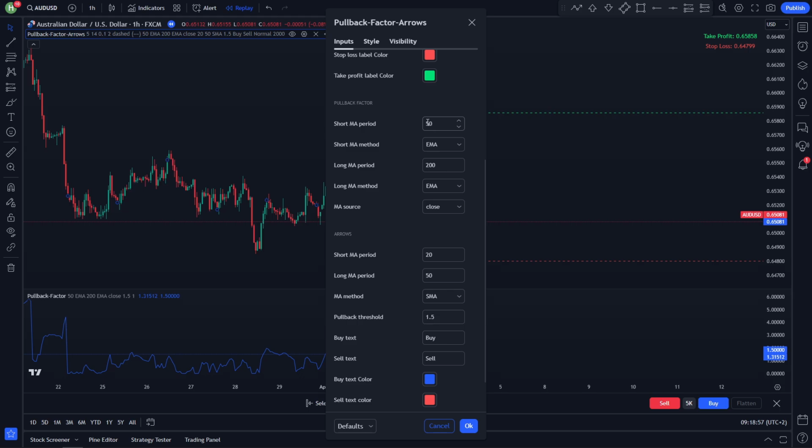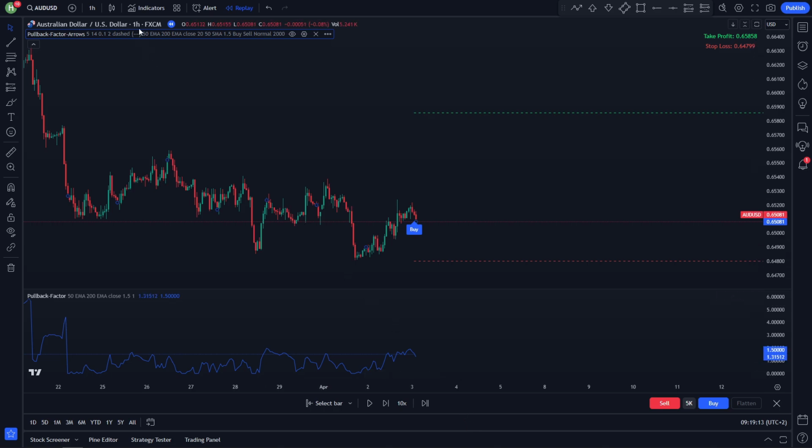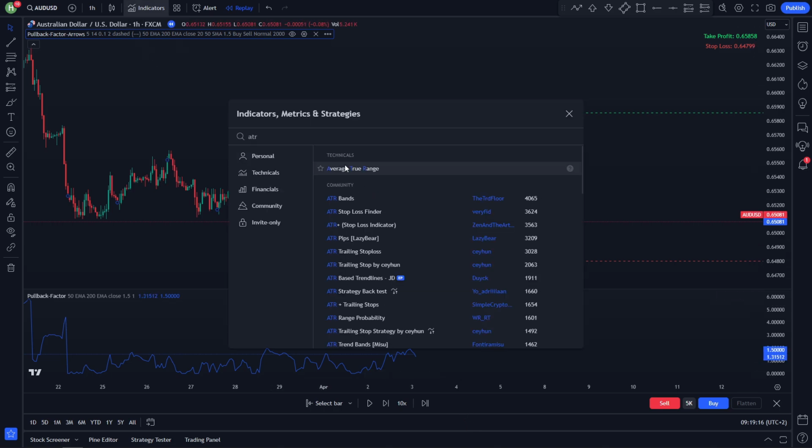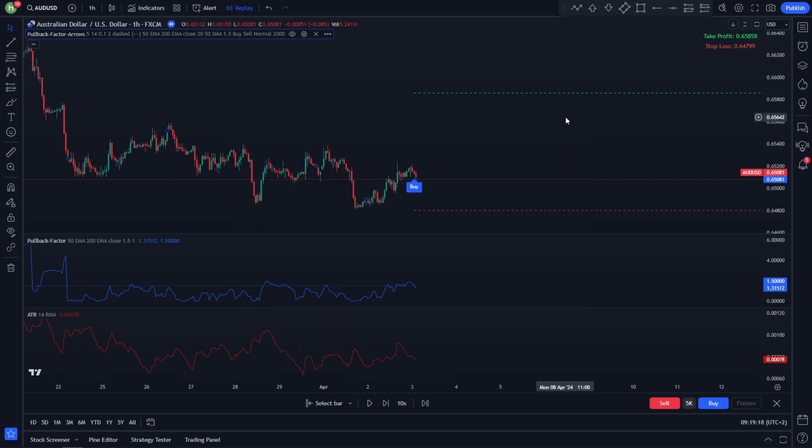Additionally, the indicator uses a 50-period EMA and a 200-period EMA, and when the indicator shows a value above 1.5 on the bottom bar, it signals the end of the pullback and the continuation of the uptrend. On top of this, the indicator automatically calculates the levels for your stop loss and take profit by using the ATR indicator. The ATR, or average true range, is a volatility indicator that measures the range between high and low prices over a specified period, typically 14.